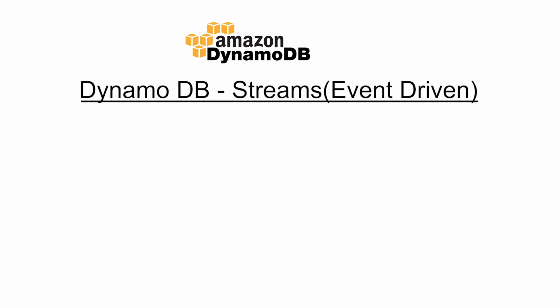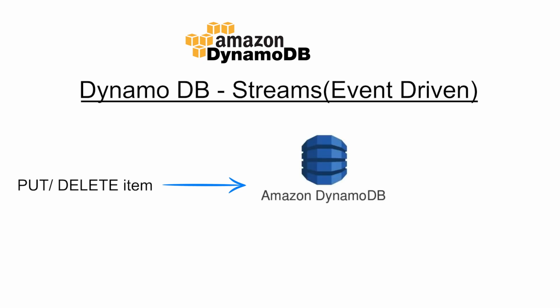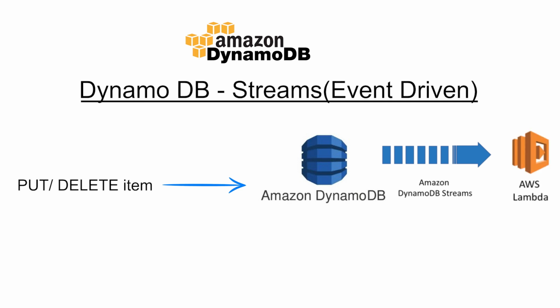For event-driven programming, we can enable DynamoDB streams. Once streams are enabled, on any insert, update, or delete on a DynamoDB item, a respective event would be put to the Amazon DynamoDB streams, which could be listened to by various AWS services and acted on. For example, AWS Lambda can listen to the DynamoDB streams and maybe send it to S3 for capturing all the DynamoDB events.